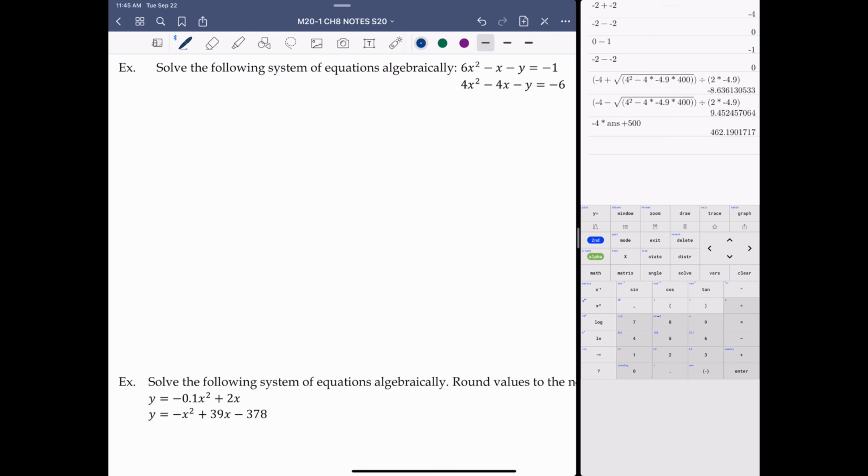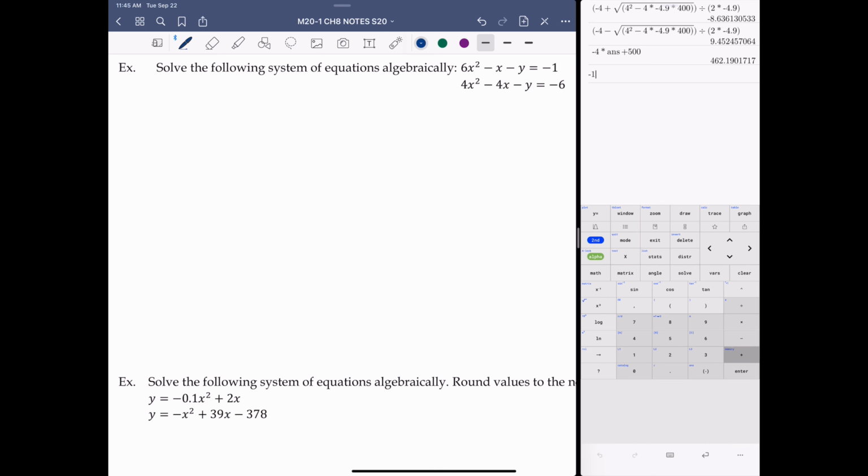So if I went negative 1 plus negative 1, I would get negative 2. That does not equal 0, so I'm not going to do that. Negative 1 minus negative 1. Hey, look, that equals 0. That tells me that I have to subtract my two equations. 6x squared, take away 4x squared, gives me 2x squared.